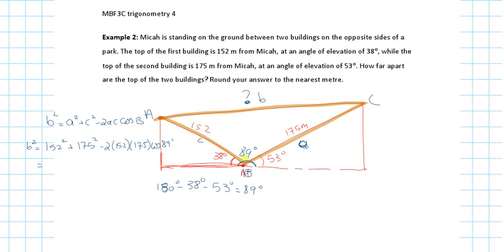What did we get for B squared? 52,000-something? Okay, and then you did the square root? 230, if you went from there. To the nearest meter, right? Yeah, so it's 229.7, so it's 230. Therefore, the tops of the two buildings are 230 meters apart from each other. Don't forget your therefore statement.